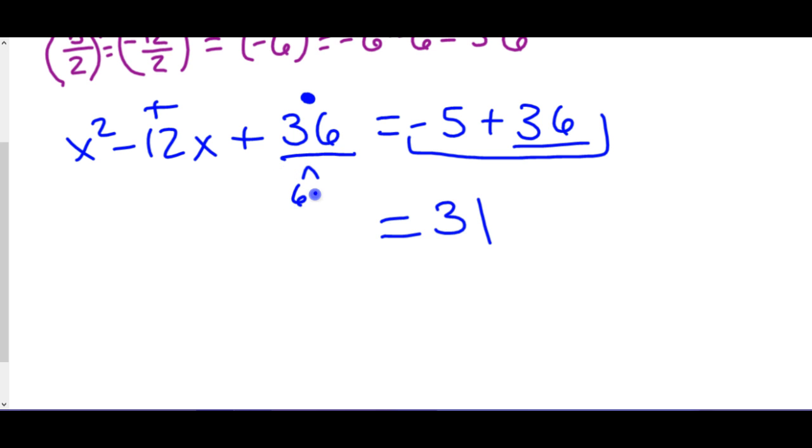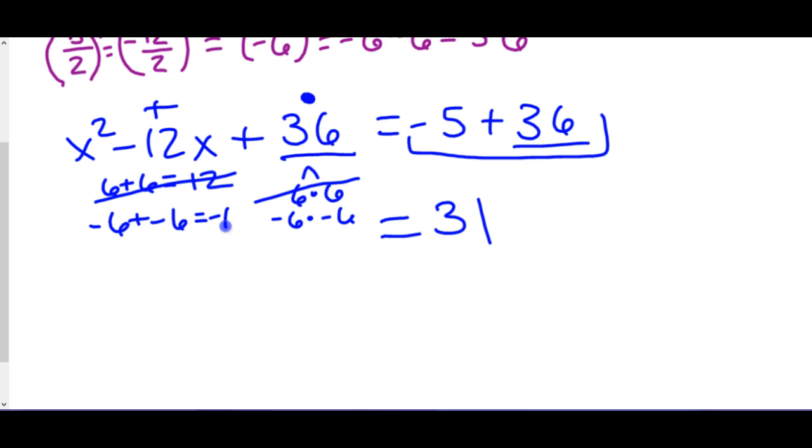So 6 times 6, those match, and they equal 36. Or negative 6 times negative 6, those match, and they equal 36. So we want the middle number to be negative 12. If I check the first one, 6 plus 6 gives me positive 12. That means it didn't meet the second requirement. We can't use those numbers at all. So now I do negative 6 plus negative 6, that gives me my negative 12.